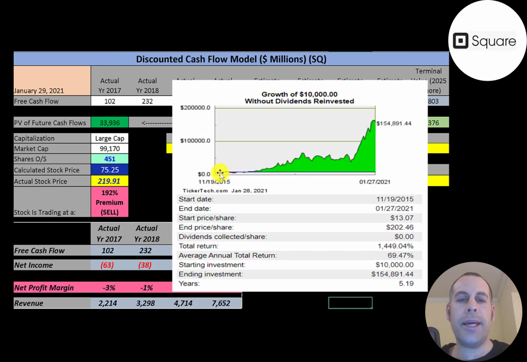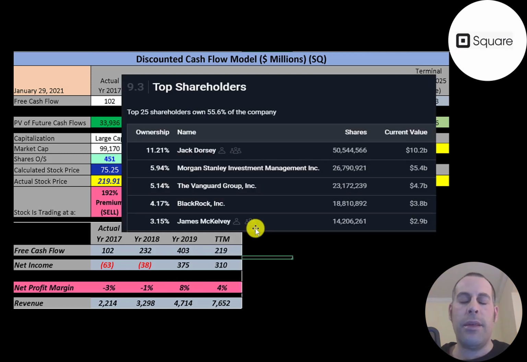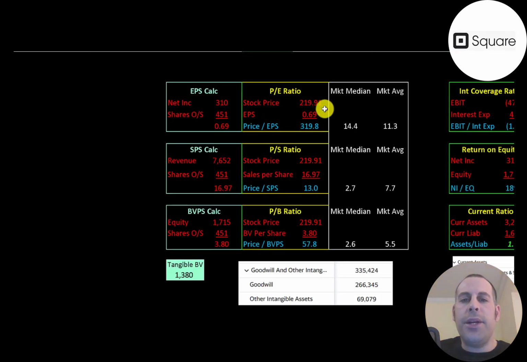If you invested $10,000 in 2015 when the company IPO'd, you'd have $154,000 today. The founder of the company, Jack Dorsey, owns 11% of the stock, then Morgan Stanley, then Vanguard, then BlackRock. The other co-founder of the company owns a little over 3% of the stock. Let's look at the financial ratios.